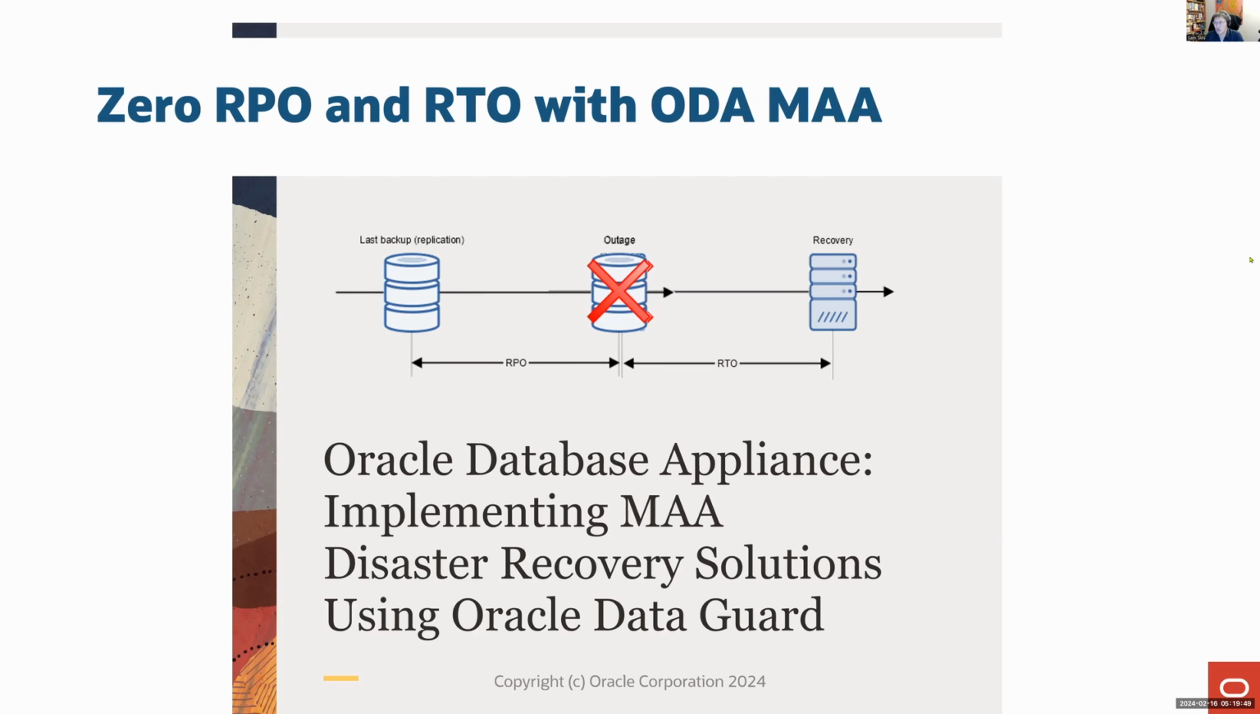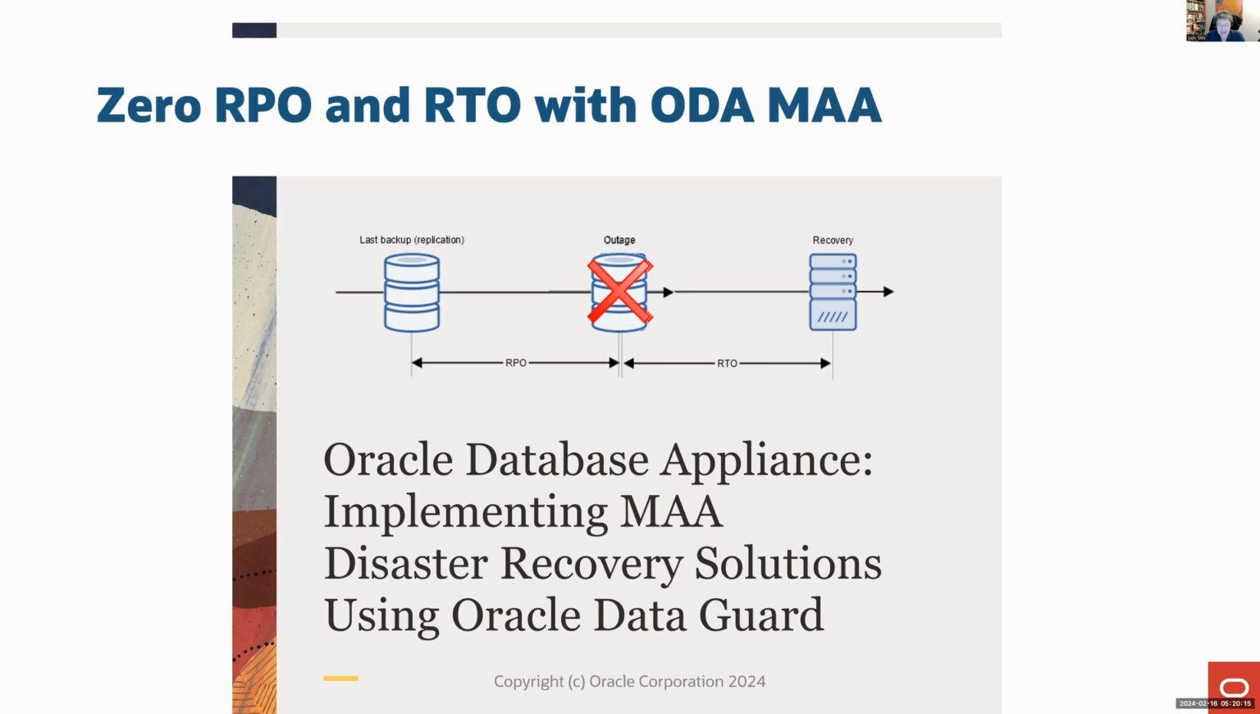One of them is this ODA, Oracle Database Appliance, MAA, Disaster Recovery Solutions. And MAA is our Maximum Availability Architecture. This white paper, if you follow it through, will give you 0 RPO and 0 RTO. And for those of you who understand RPO and RTO, I would argue that's probably the gold standard to get to in terms of disaster recovery.